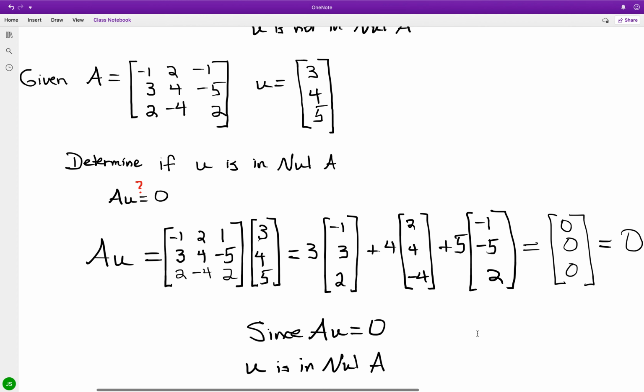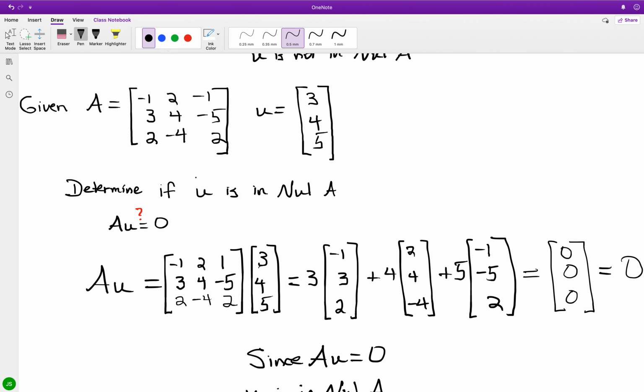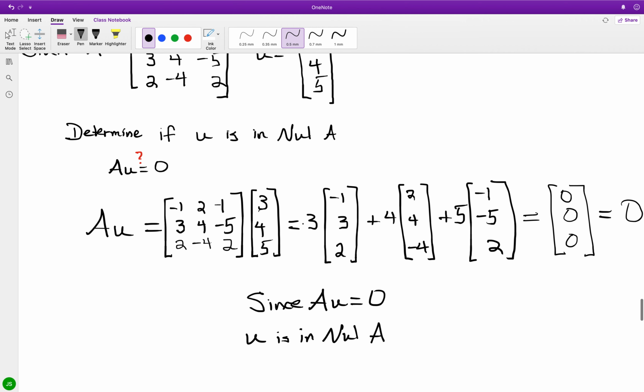So for A times u, what we have in the setup is 3 times the column -1, 3, and 2, plus 4 times 2, 4, and -4, and then plus 5 times the vector -1, -5, and 2. Just a modification here, so that has to be a -1.